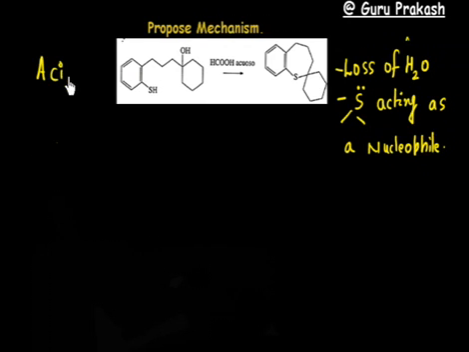So you can propose the mechanism. Things are easy this time. So you see what will happen. There is an OH and now H plus is there. So you will have H2O plus and I can lose H2O plus. I will have a carbocation. This sulfur can attack on this carbocation. Then after that you can lose H plus. You will get this compound. So easy. So let me write the same thing. You can do it yourself.